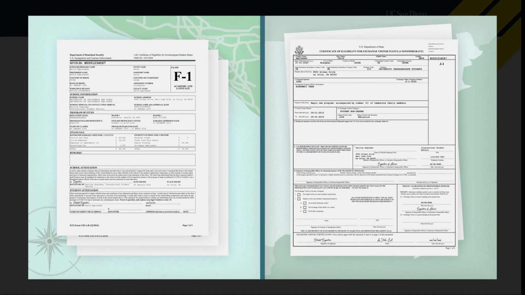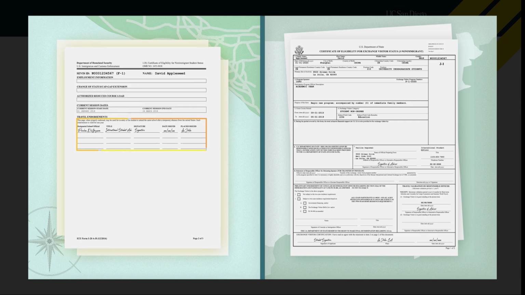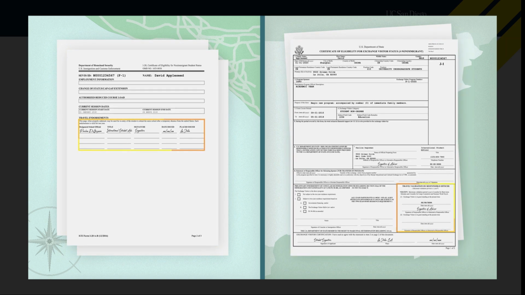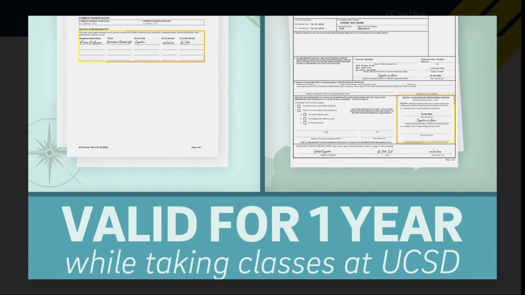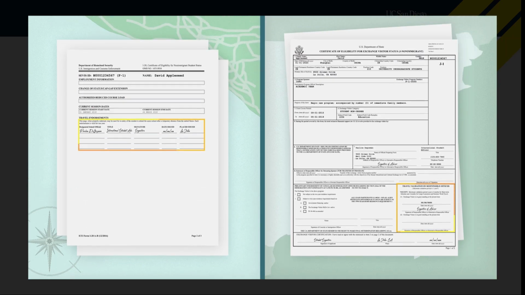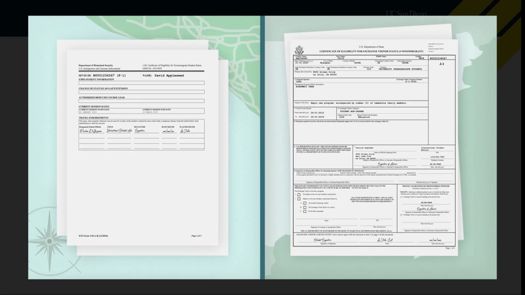When traveling internationally, all international students will need to make sure they have a valid travel signature. This is located on the second page of the I-20 and the first page of the DS-2019. Each signature is valid for 1 year while taking classes at UC San Diego. Make sure the travel signature is valid at the time of re-entry. It is your responsibility to report any changes to your Form I-20 or DS-2019. We will go over these changes in another module.